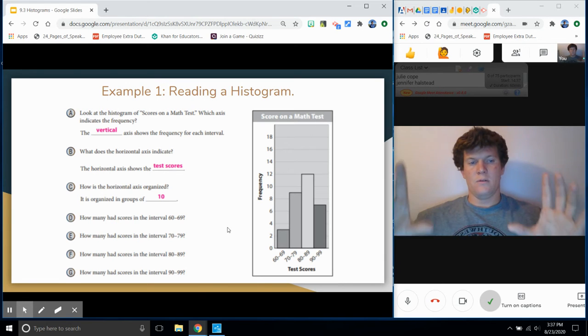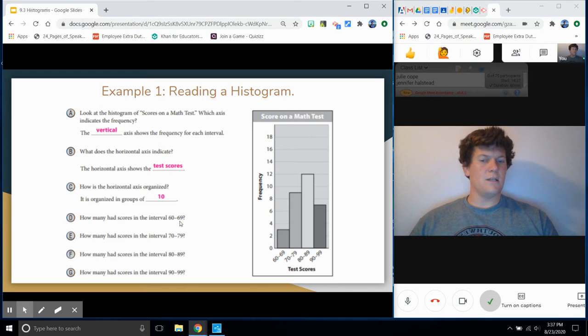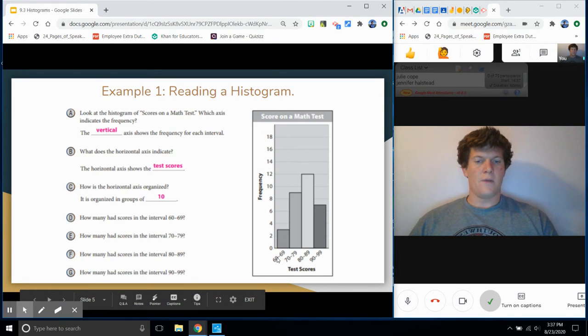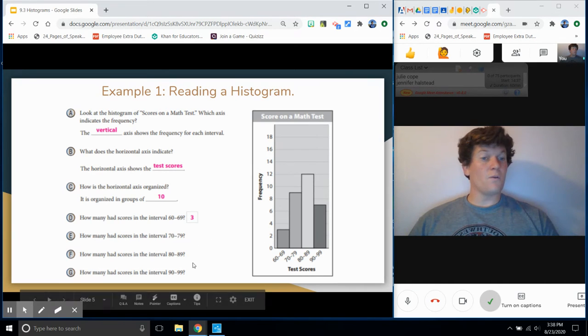Now we've read the data around it. We know what the frequency is. We know what the histogram's talking about. And we know what the intervals are. Let's answer the questions about how many are in each interval. And I want to show you what I mean by that. So for part D, it says how many scores are in the interval 60 to 69. Well, you're looking at this bar here that follows 60 and 69. And notice that bar tops off halfway between 4 and 2. What number is halfway between 4 and 2? 3. We could do the same thing with the rest of these.